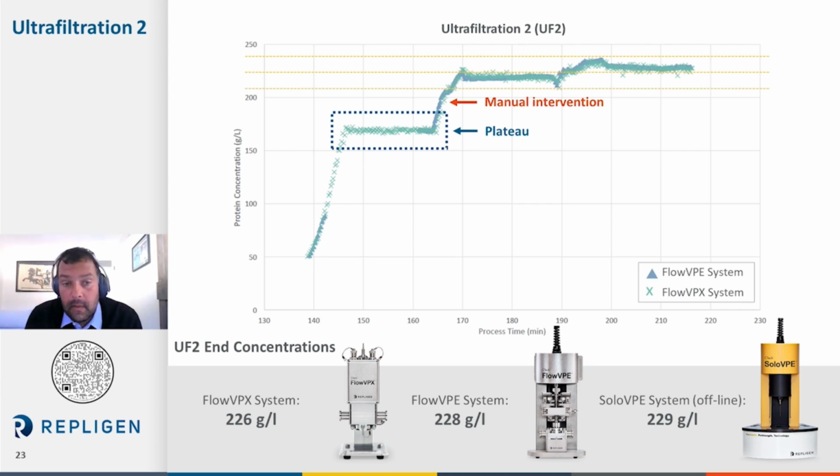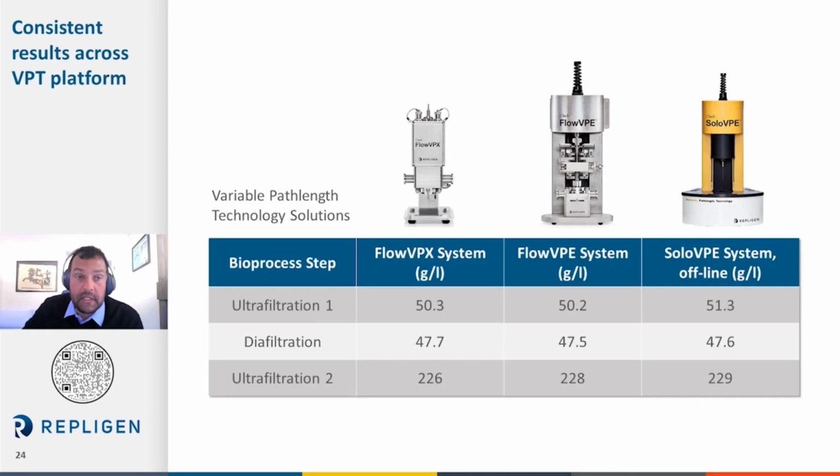Once they got the measurement on the VPE and VPX, they took a sample off to the SoloVPE and completed the process. So this was a perfect example of how you can do endpoint control with UFDF and the FlowVPX. And just a final table here to show the accuracy of each system and the comparability of each system.